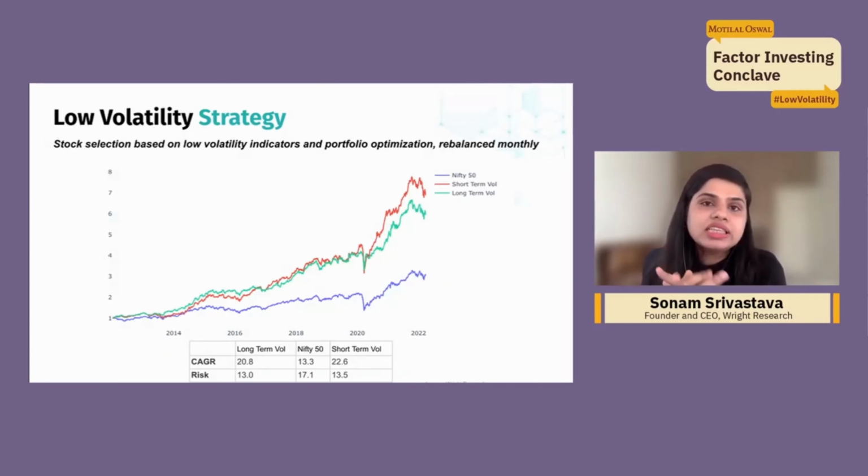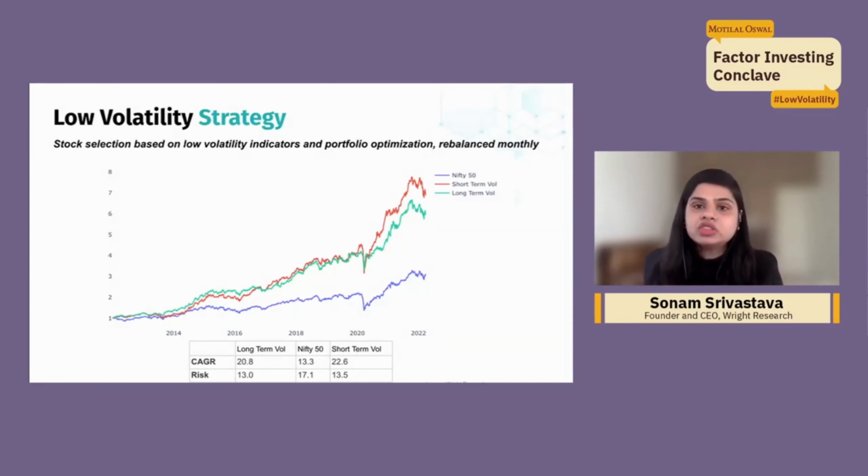And what we see is that both the short and the long-term low volatility strategy for us has consistently beaten the index, the Nifty 50 index, over the long term. So in this chart, which is from 2013 to now, you see that the long-term volatility strategy has given almost 21% CAGR compared to 13.3 by the Nifty, and short-term has even given better CAGR.